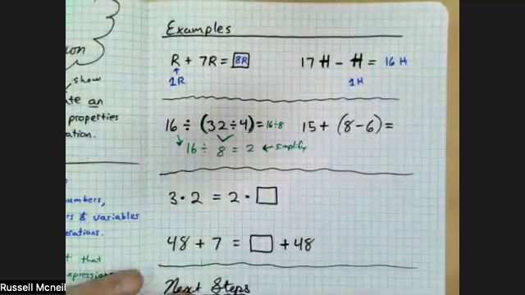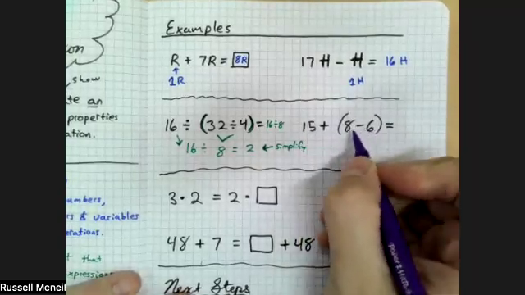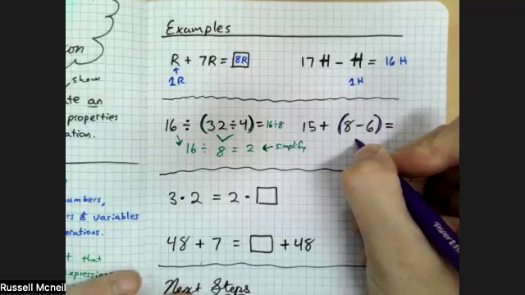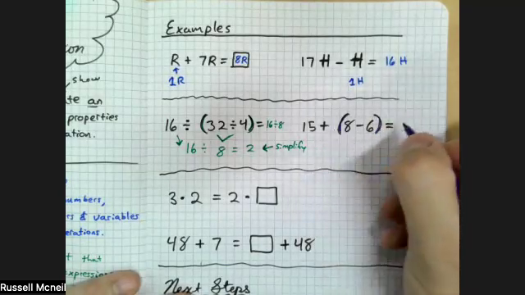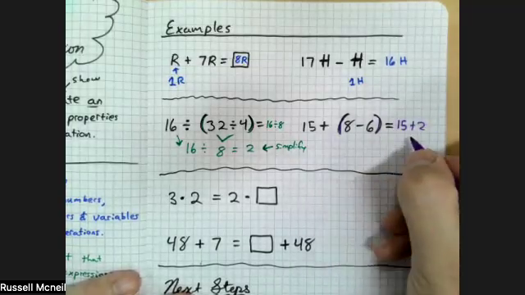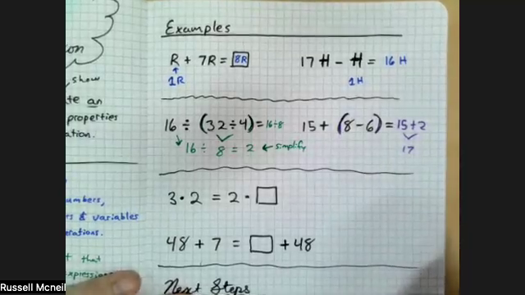Let's check out another option over here. We've got 15 plus 8 minus 6. We're going to do what's inside the parentheses first. Parentheses first. 8 minus 6, we have 2. 15 plus 2. And we could simplify this to how much? 17. That's our simplified answer.